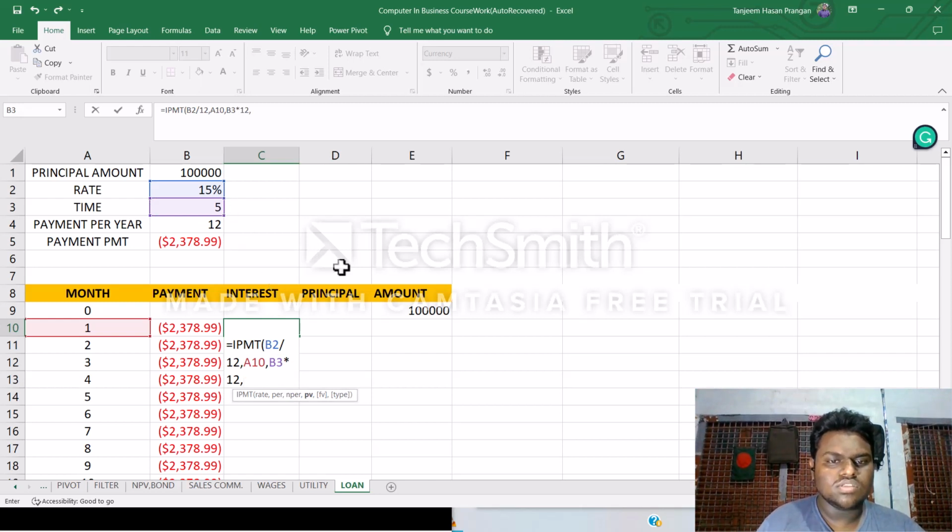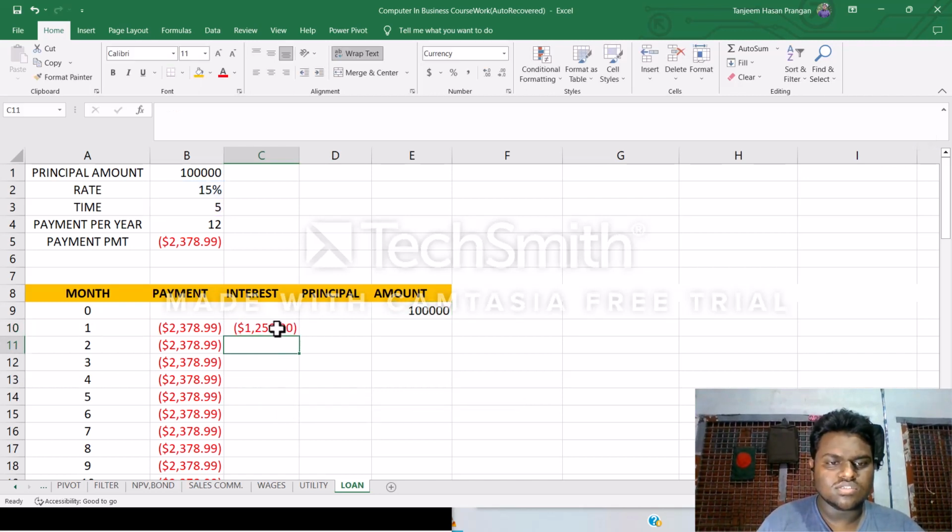Then PV, the PV is this, and the future value, though we don't have a future value, so 0, and then 0 again because we would like to calculate this for the end of the period, then closing the bracket. So this is the interest, and for the next part we would like to freeze some of these, going through freezing.